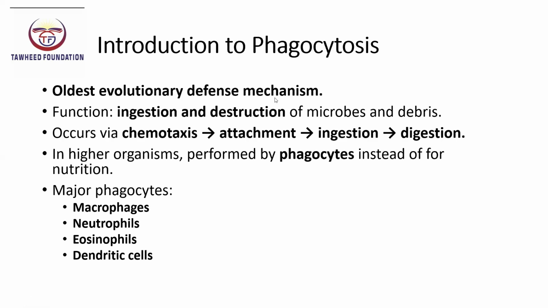Now, introduction to phagocytosis. Phagocytosis is the oldest evolutionary defense mechanism, enabling ingestion and destruction of microbes and debris. In higher organisms, it is performed by specialized phagocytes rather than for nutrition. The process involves chemotaxis, attachment, ingestion, and digestion. Major phagocytic cells include macrophages, neutrophils, eosinophils, and dendritic cells, all contributing to innate immunity.